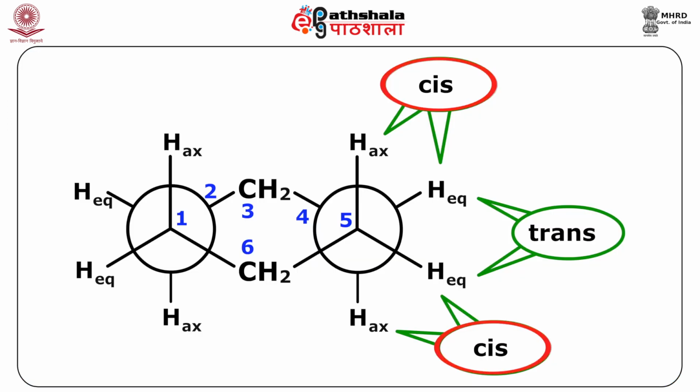Note that any pair of axial and equatorial bonds on adjacent carbon atoms are cis to each other, that is, they point in the same direction, either up or down, and any pair of axial bonds or equatorial bonds on adjacent carbon atoms are trans to each other, or anti to each other.